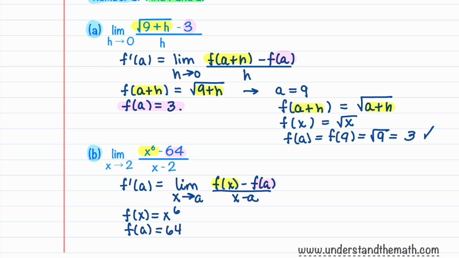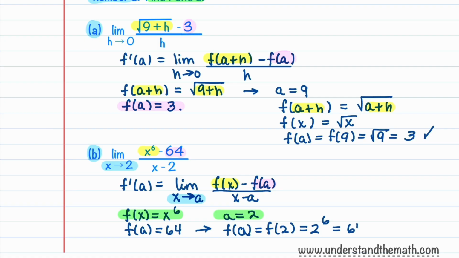To find a, all we need to do is compare our limits. X goes to a is the same as x goes to 2, so that tells us that a is equal to 2. So we found that f of x was x to the 6th and a was equal to 2. And here's our built-in check. We're told that f of a is equal to 64. Let's see if that's true. F of a is f at 2, which is 2 to the 6th, which is indeed 64. So we know we've done the problem right.